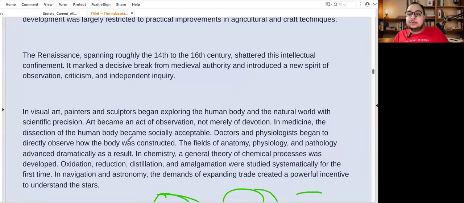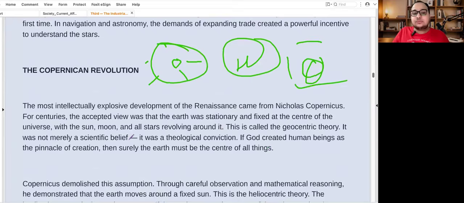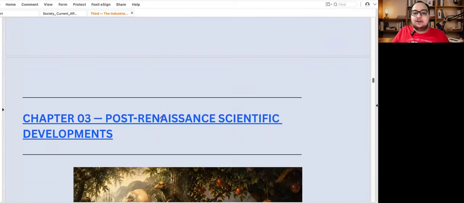So, in India also, you will see the bazaar style of painting. They are not making any divine structure. They are simply drawing what is happening in the market, what is happening in day-to-day life. And it also led to development in the fields of anatomy, physiology, and pathology. Doctors and physiologists began to directly observe how the body was constructed. This was an important development.